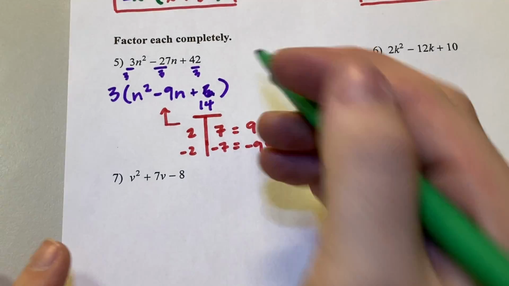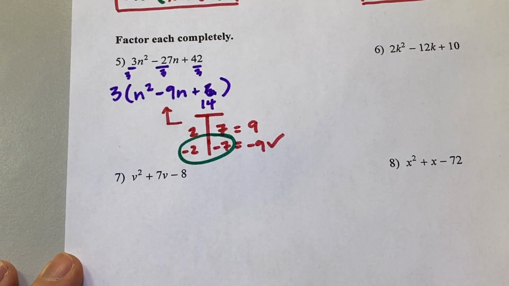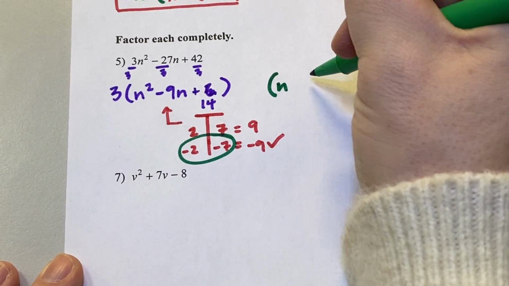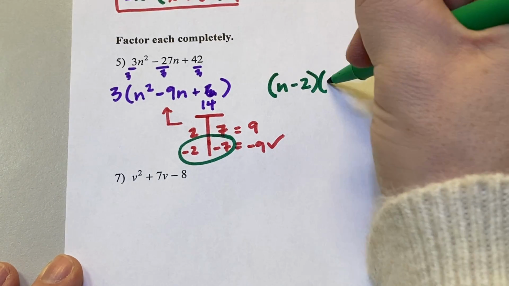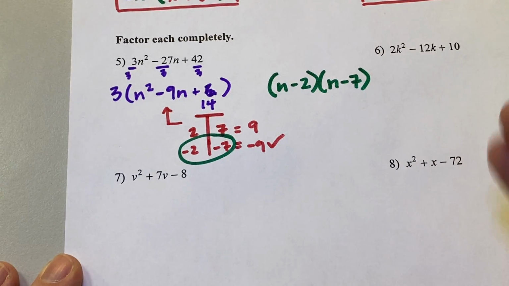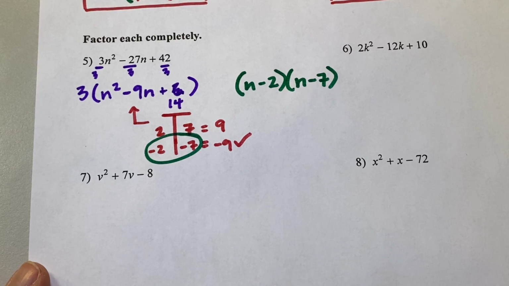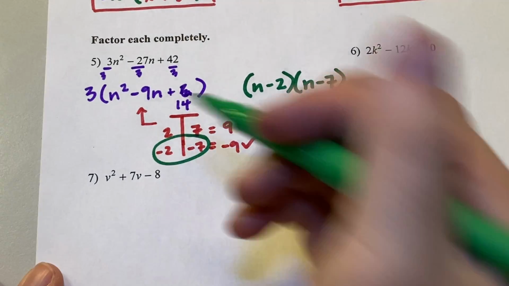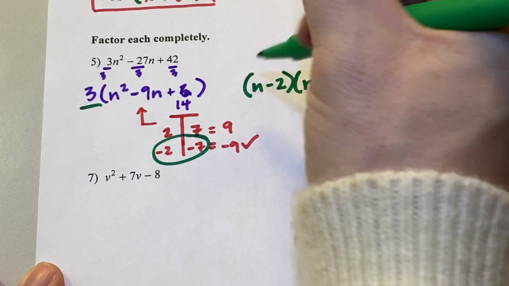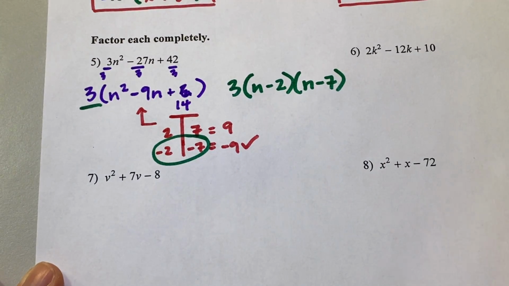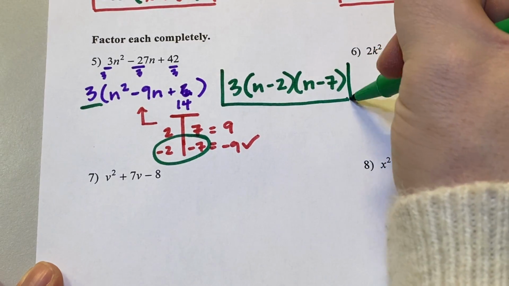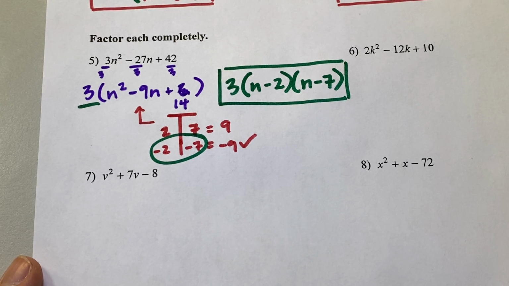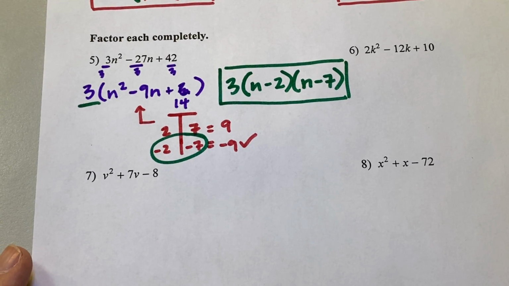So we found our 2 factors. The hard part's over. Put it in factored form. Our variable is n, so n minus 2 and n minus 7. Wait a second. What am I forgetting? Ricky? The 3. Nice. We factored out that 3 at the very beginning, so he still just stays right in front. So final factored form is 3 times n minus 2 times n minus 7. Love it.